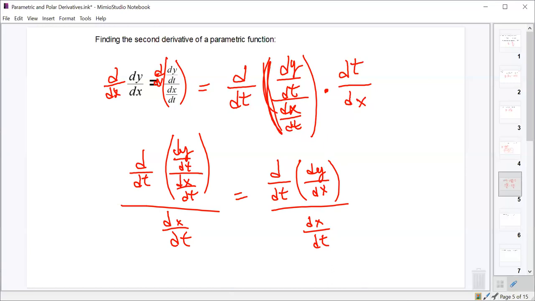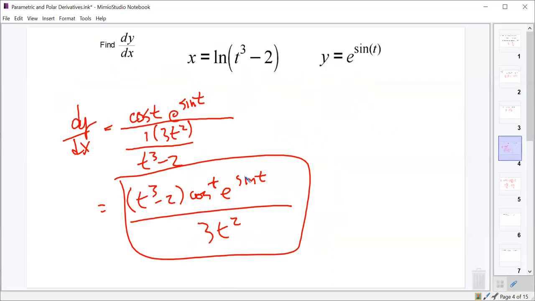Sure. So we want to take the derivative with respect to x of our derivative, right? That should give us the second derivative. So the second derivative of y with respect to x is the derivative with respect to x of dy dx, which means we're taking the derivative with respect to x of dy dt over dx dt. Well, if we look back at the original problems that we were doing, dy dx or dy dt over dx dt is always in terms of t.